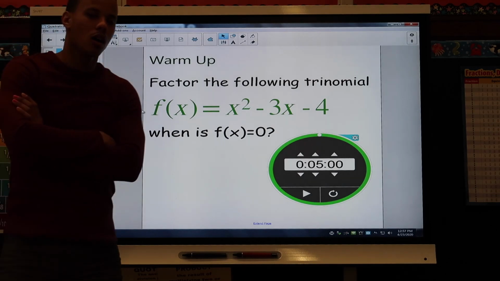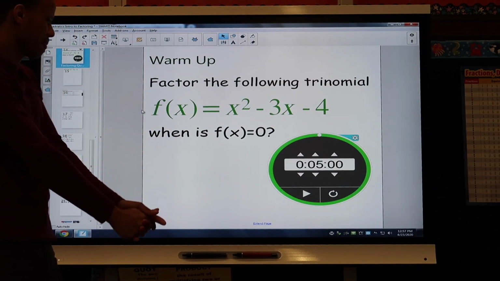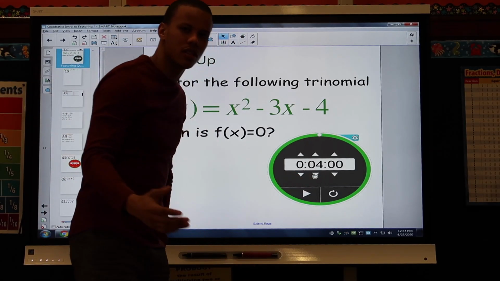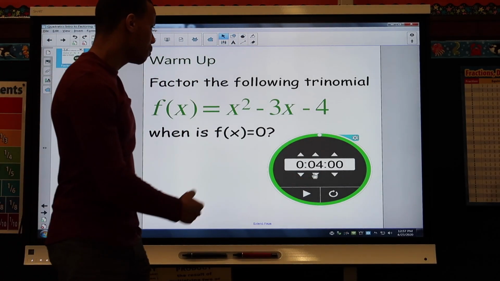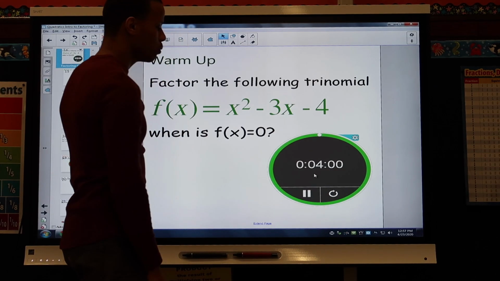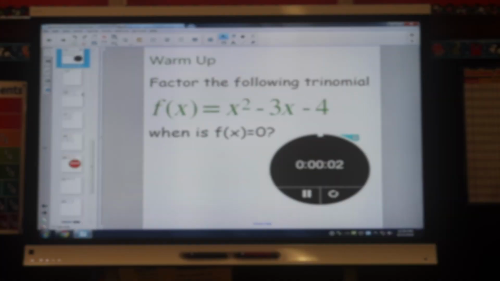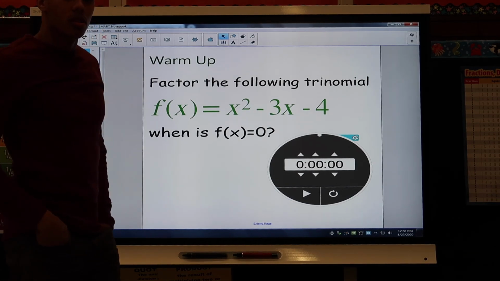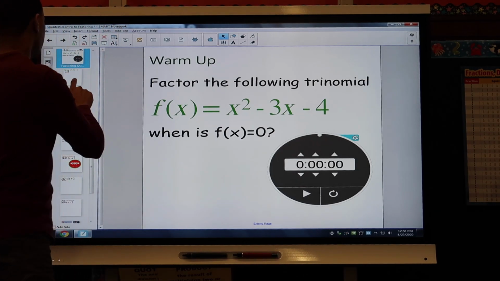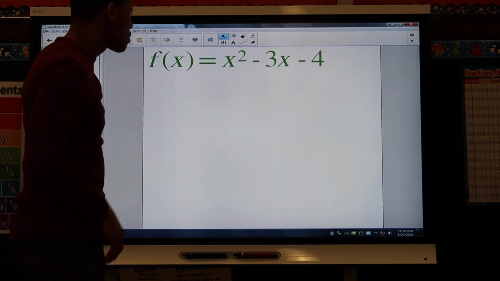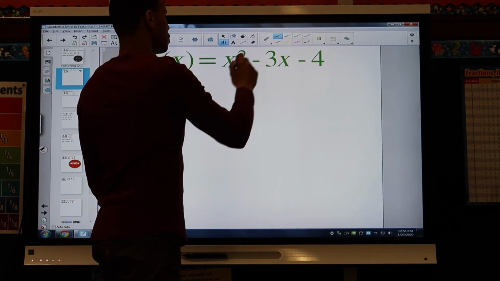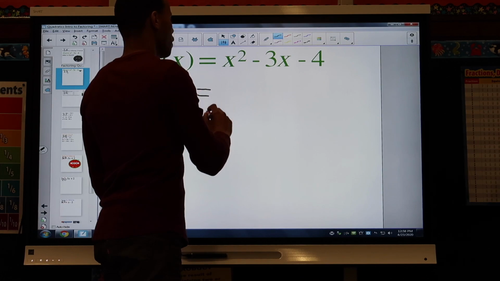Welcome back. So this is what I want you to do. I want you to take around, well, not so much time, let's say 4 minutes, and I want you to factor the following trinomial. So there we go. Now let's see what do we have. So we have to factor this trinomial, right? So now this will be f of x equals, right?